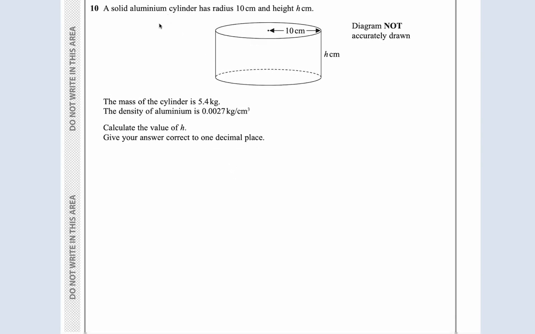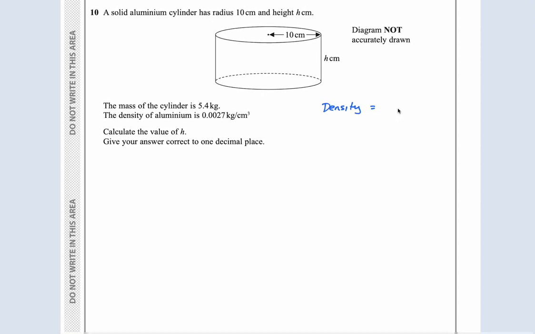Question 10. A cylinder, radius 10, height h. The mass of the cylinder is this. The density is this. Calculate the value of h. Okay, so firstly, guys, if you recall, our density is mass per volume. It is how much mass we have per volume. You need to know that. It's not in the formula booklet, so it's mass over volume.